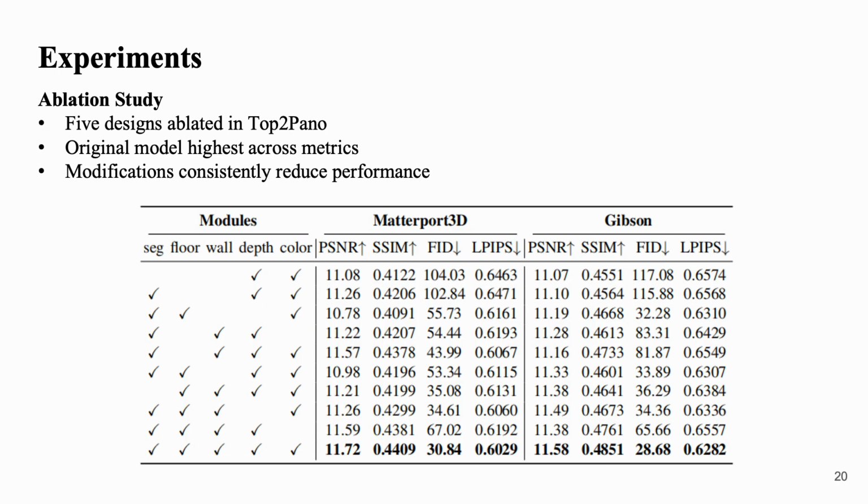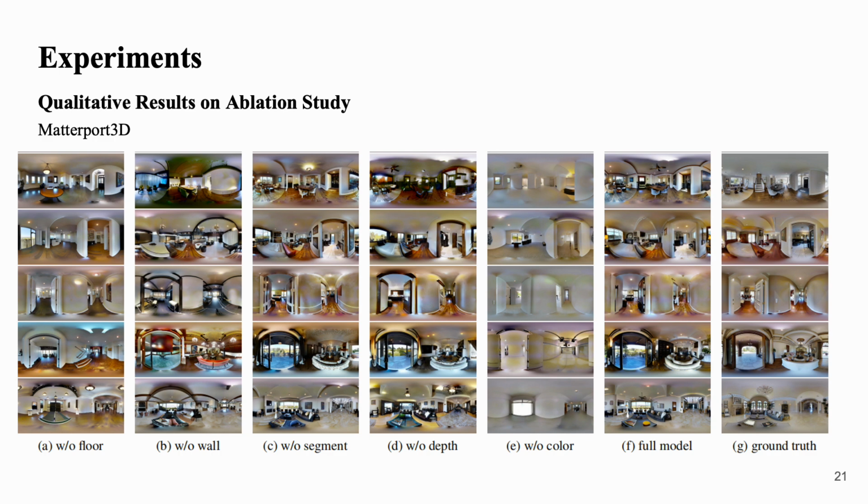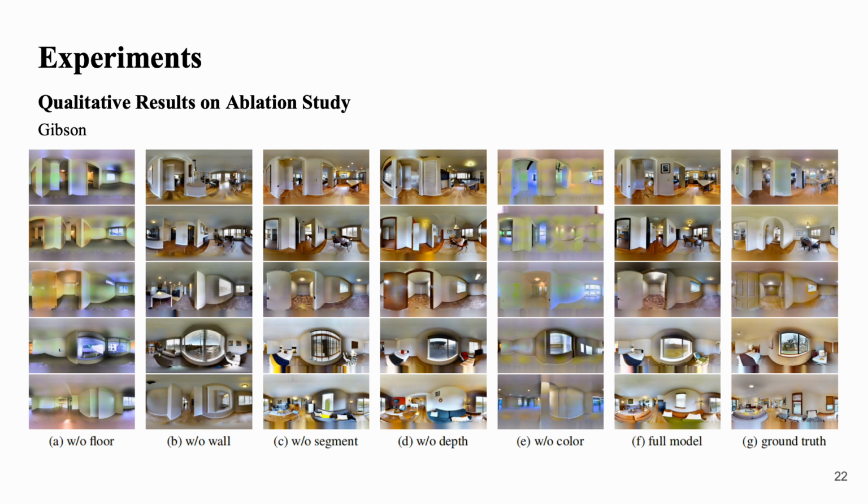We ablate five design choices. When we drop any module, the performance decreases. The full model wins consistently, showing each component is necessary.